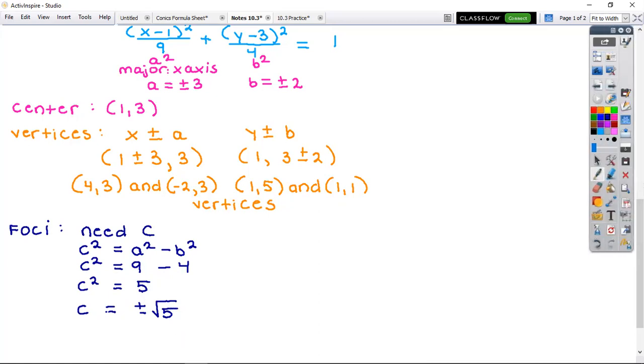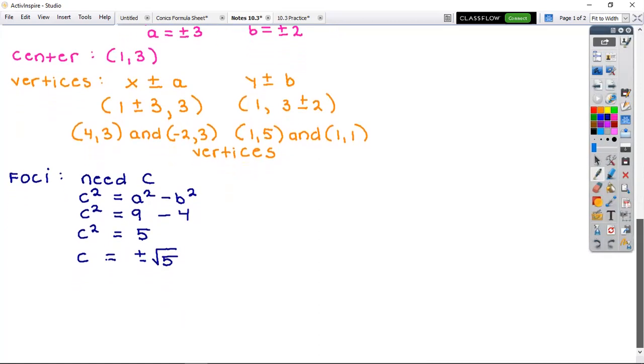And what you're going to do is add and subtract that to the major. So the major was the x. So that's what we add this on to. So I'm going to say add and subtract to major, which again, in this case for us was x.